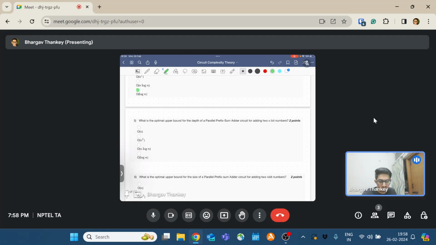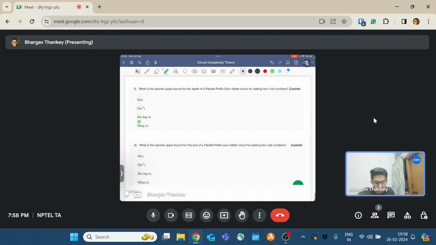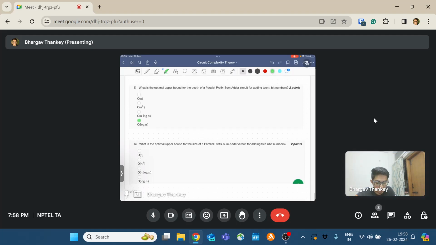What is the upper bound on the depth of the parallel prefix sum adder? Order n square, order n log n, or order log n? This had both the optimal size and the optimal depth. The optimal depth is order log n, because if you want to read n numbers, you need a tree of at least order log n. And the size is order n. So here both are optimal, right?